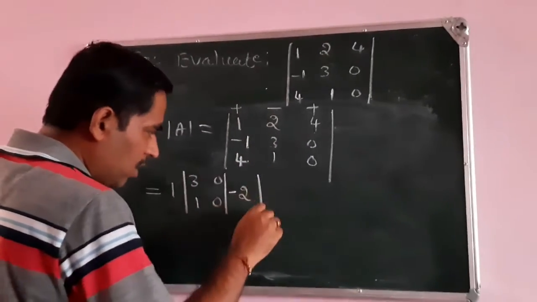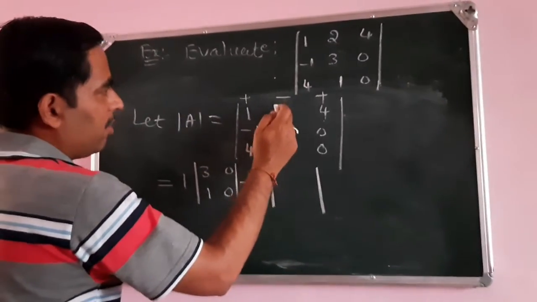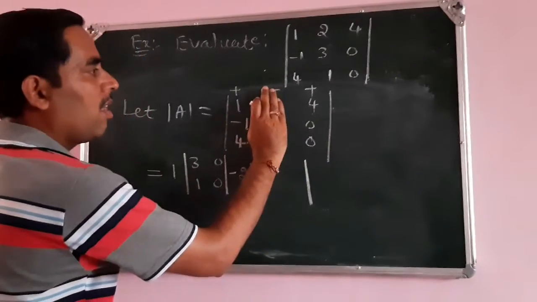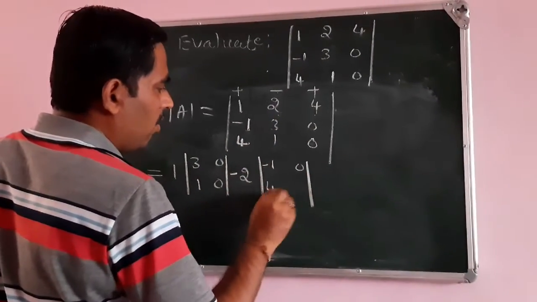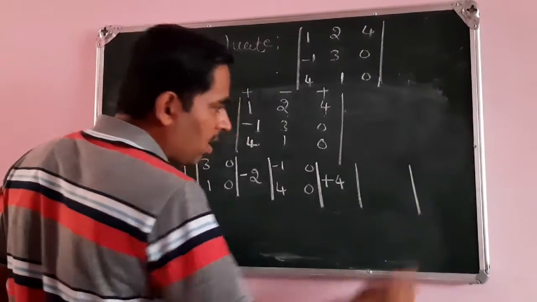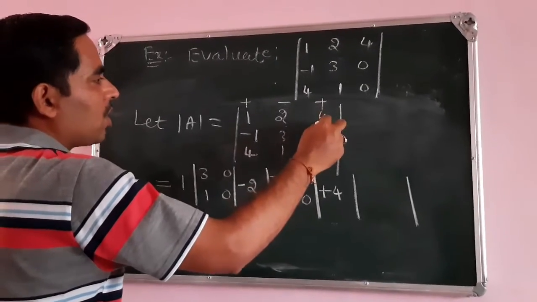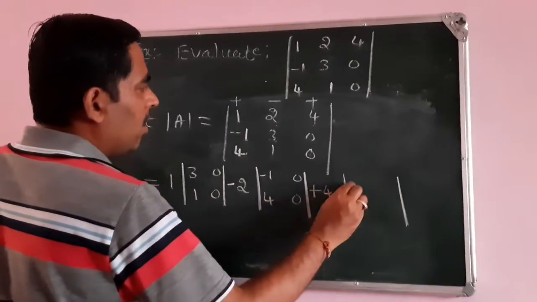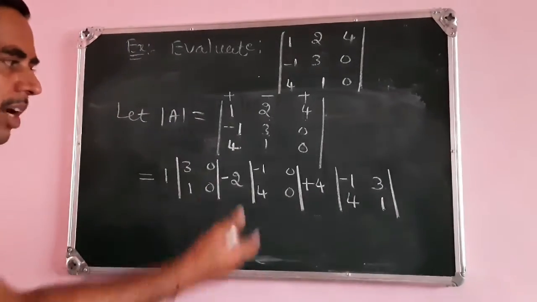Minus 2 into another 2 cross 2 determinant. Concentrate on the element 2, which lies in this column and this row. We have to delete this column and this row, so write these elements, minus 1 0 4 0. That one is over. The last element is plus 4, into the determinant. 4 is the last element in the first row, A13. So you leave this column and this row, and take the remaining elements, minus 1 3 4 1. This is the way we follow in general expansion.